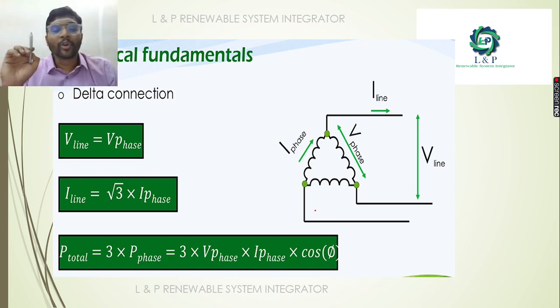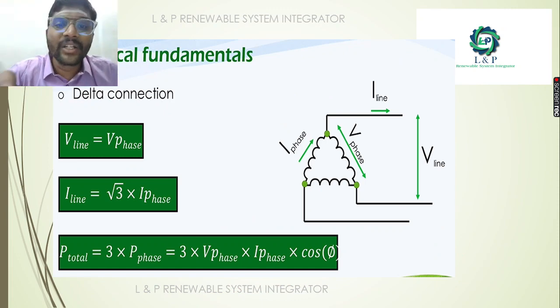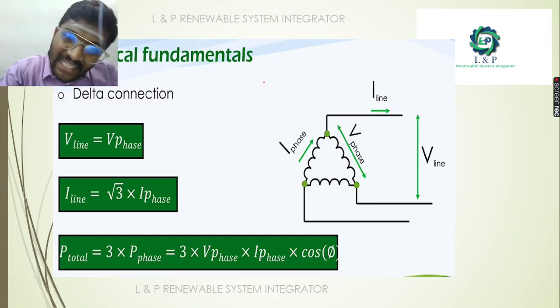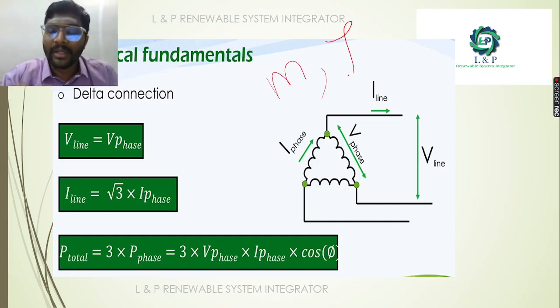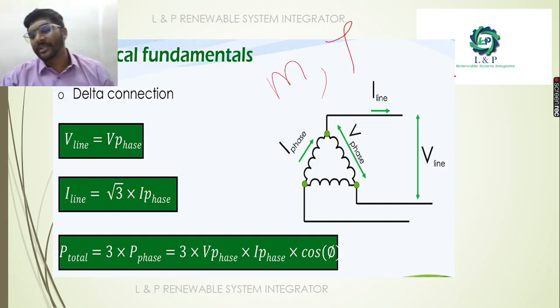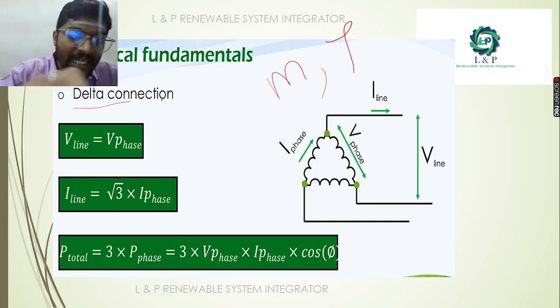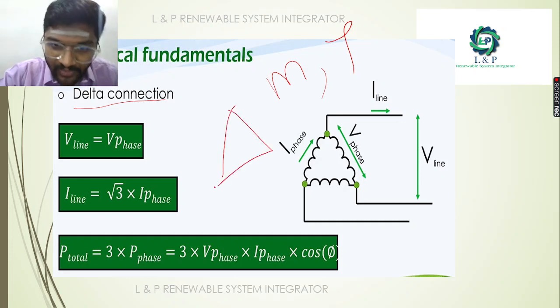Okay. Next and foremost important thing which we often consider in terms of windings present inside the motor or a transformer is the star delta connection. This is going to play a very important role. Consider this is the delta connection. As you can see here, it is in the shape of delta.